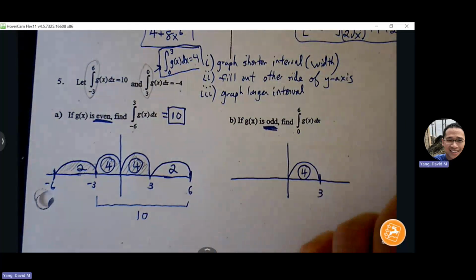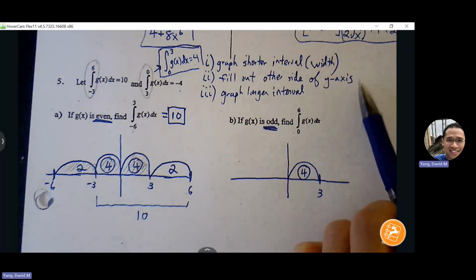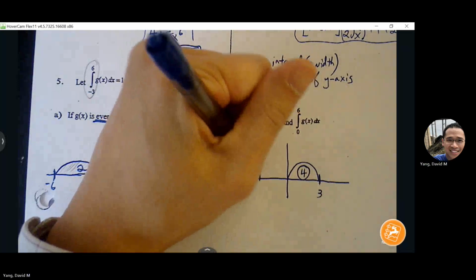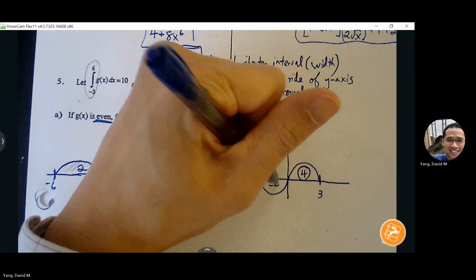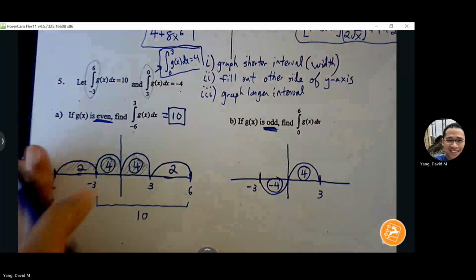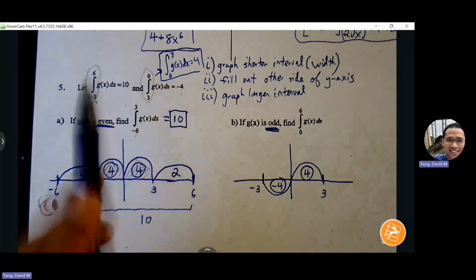Okay, what's next? What's the other side going to show? -4. This is odd function, right? Okay. Now let's move on to a larger interval. Larger interval says from -3 to 6.